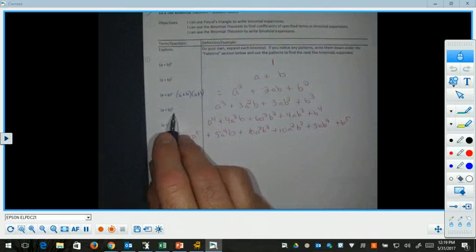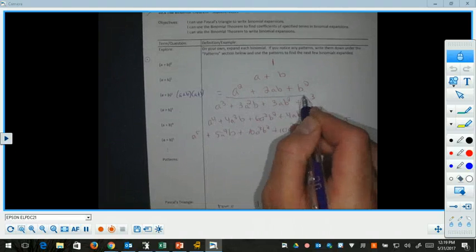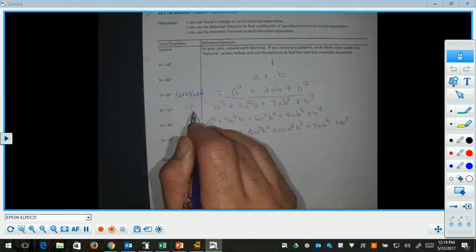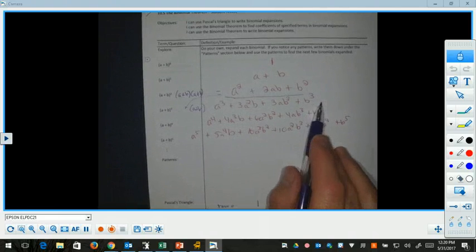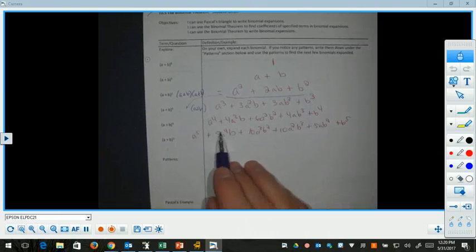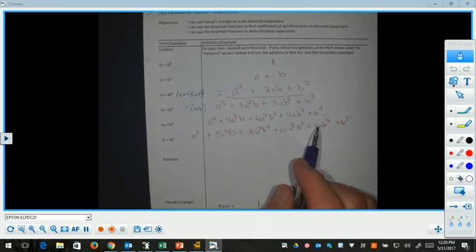For this one, to cube it, you've already got the squared answer here. So you take that and just then distribute in the a plus b. And you end up with this expression. And you continue this pattern up to the fifth as you were asked. You should notice some patterns.